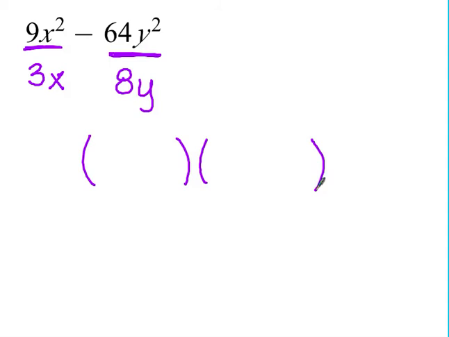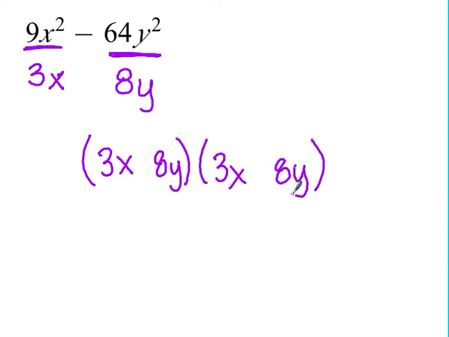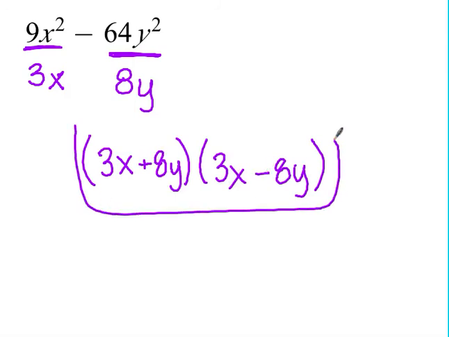So now by writing those two down, that should automatically tell you that the first term in each of the parentheses is 3x. That should now tell you that the last term in each of the parentheses is 8y. So by writing that down, you've made it a lot easier on yourself. Now what do I finish off with? A plus and a minus.